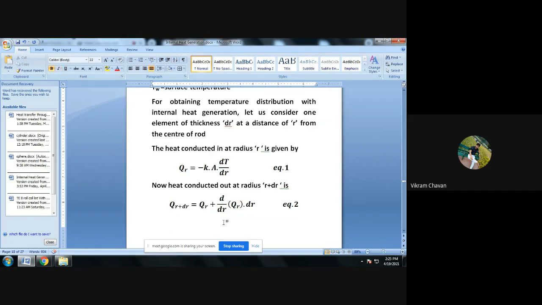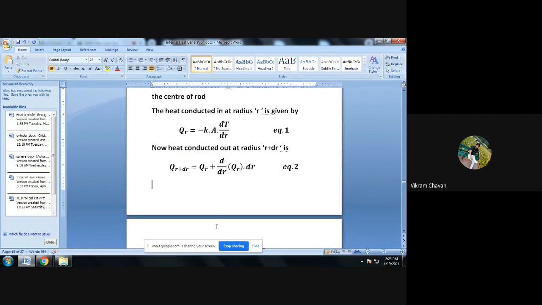Getting everyone? Please write down this equation. Now heat conducted out at a radius r plus dr is q suffix r plus dr is equal to q suffix r plus differentiation of q suffix r with respect to r multiplied by dr. So that will be our equation number 2.